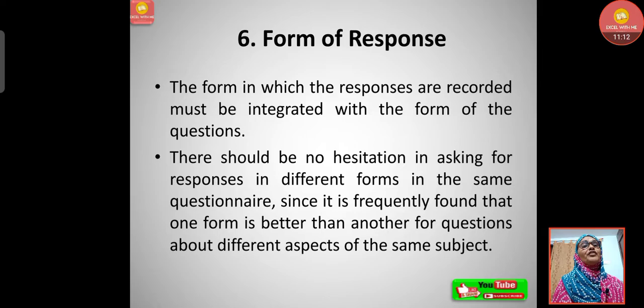Now the last one is the form of response. The form in which the responses are recorded must be integrated with the form of the questions. There should be no hesitation in asking for responses in different forms in the same questionnaire, since it is frequently found that one form is better than another for questions about different aspects of the same subject. Obviously, no hesitation should be there before asking for responses in different forms.